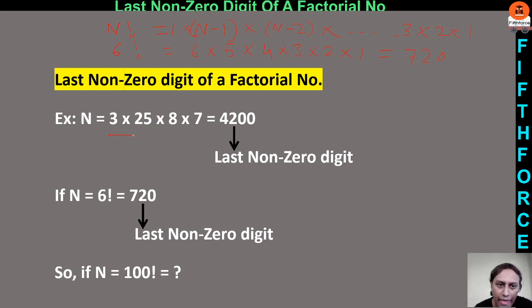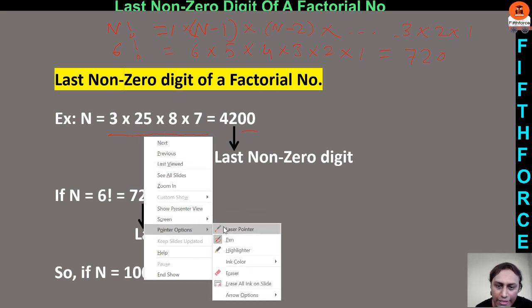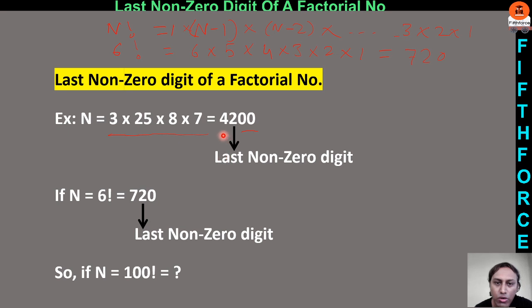Let's say n is 3 into 25 into 8 into 7. This is a number. So if we multiply, that is coming 4200. So the rightmost digits are 20, and before that we have 2. So over here 2 must be the rightmost non-zero digit, right? So what I exactly mean, just let me take this pointer. So over here this 2 is the rightmost non-zero digit, alright?